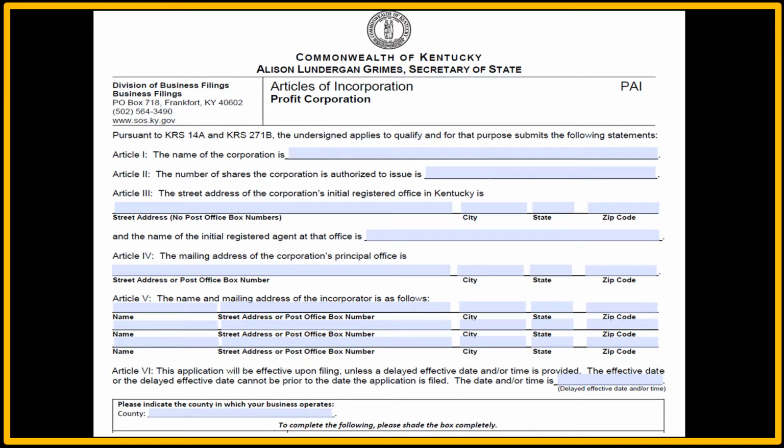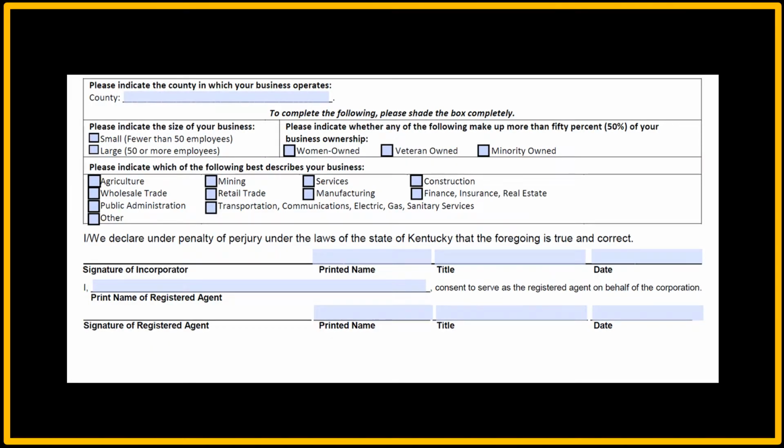All right, so on the Kentucky form, this is where you would fill out the information about the incorporator or the incorporators. And further down on the form, this is where the incorporator would sign.